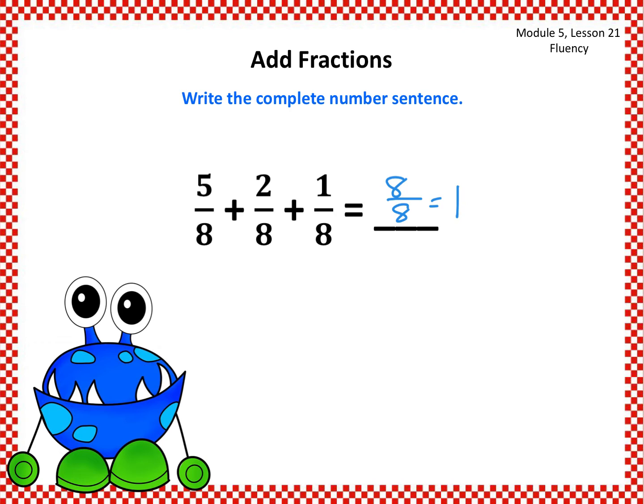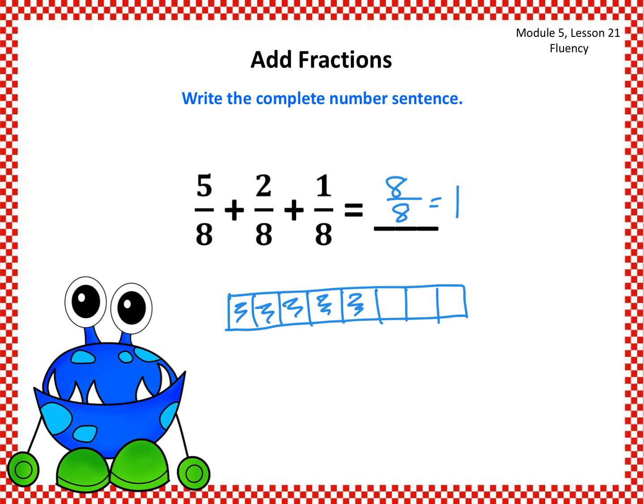Just as a reminder, if we were to look at this and draw a tape diagram or a model of it, and we were to divide that into 8 parts, so let's just do it that way, and we're going to add them together. So we're going to add 5/8, so 1, 2, 3, 4, there's 5/8. We're going to add 2 more 8s, and then 1/8. And you can see that that is equivalent to 1 whole.